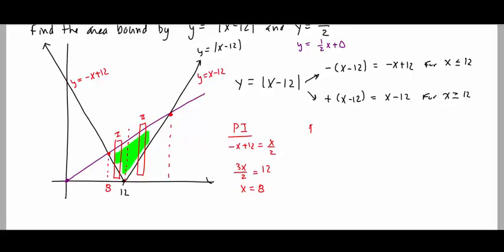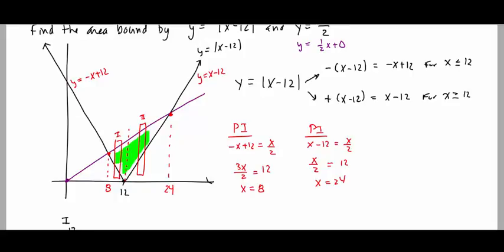In my other point of intersection, I would take x minus 12 equal x over 2. So I'd get x over 2 equal 12 when I subtract the x over 2, and I get x equal 24. So I'm setting up two regions here. For my region 1, I would integrate from 8 to 12.